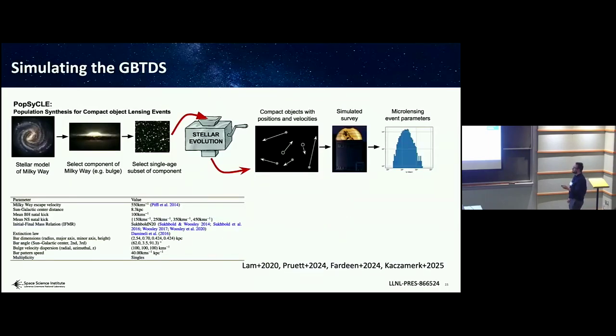So we ran loads of simulations. Jessica's, I think, going to talk about this tomorrow in detail. I'll just briefly run through it. We did a lot of simulation work at Livermore. We used PopSyCLE: you basically build your model of the galaxy, you go through stellar evolution, you create your black holes, you run your simulated microlensing survey, and you get out this catalog of simulated events for survey parameters and whatever. Here are some of the knobs you can tune on that simulation, but Jessica's going to talk in detail about this tomorrow.